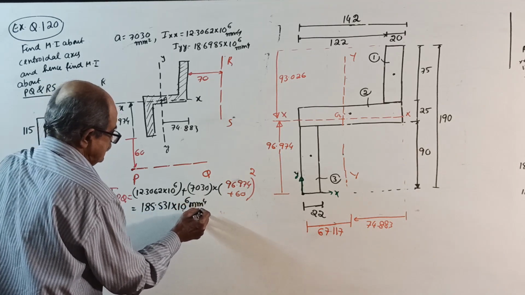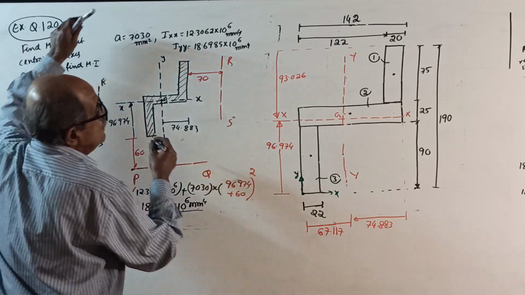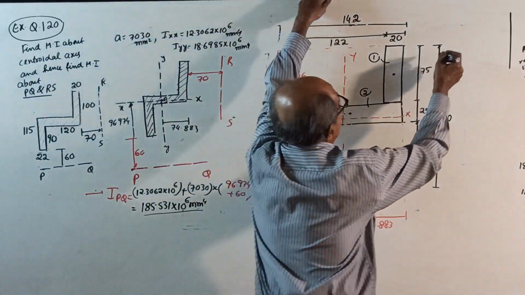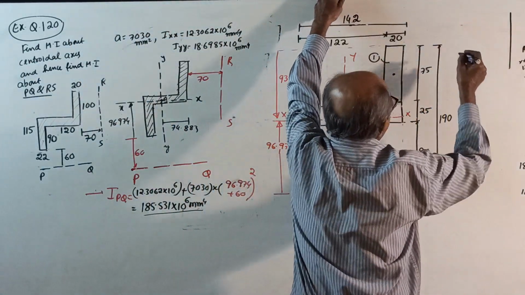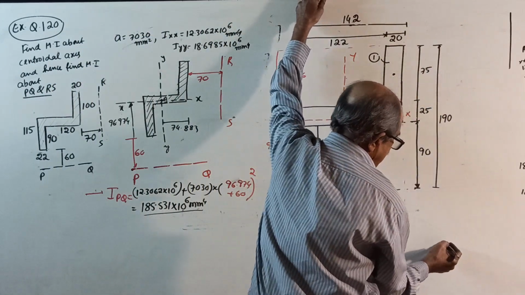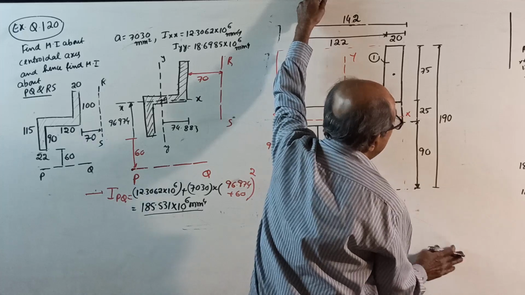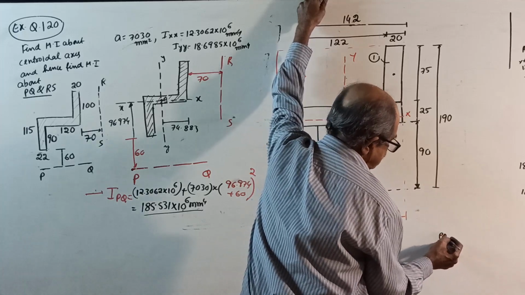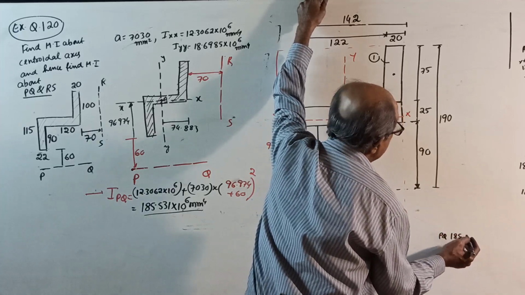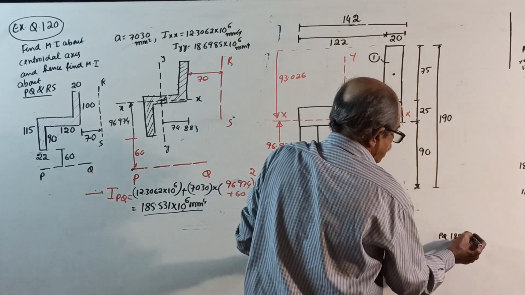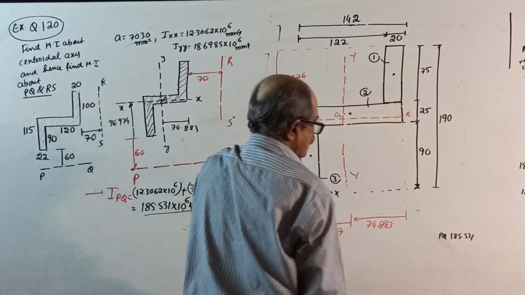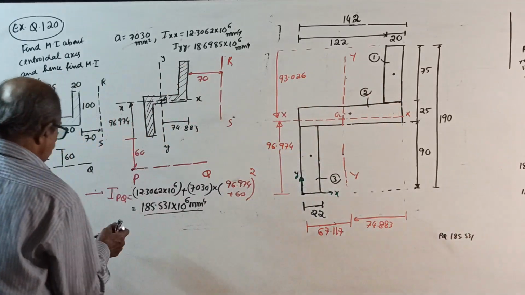I got the answer. I'll write it somewhere in the corner, you require it later. In the corner I'll write here. First answer is I about which one? About PQ we got 185.531. Okay, PQ.